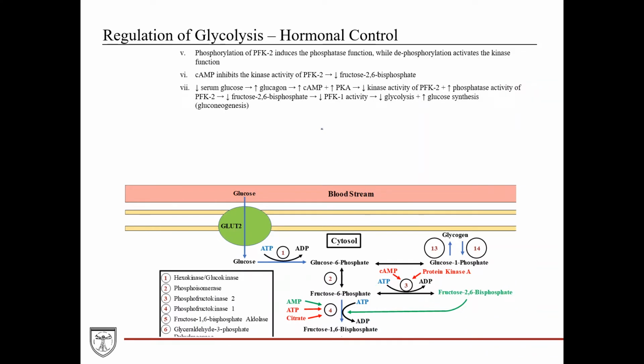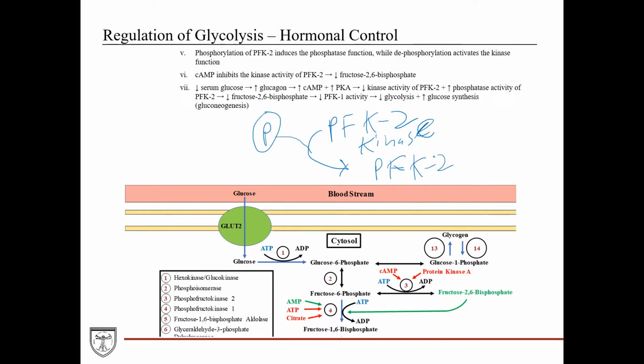So an important thing I'll point out here is that phosphorylation of PFK2 induces the phosphatase function. If you have PFK2 where it's not phosphorylated, it's acting as a kinase. Then if you come along and add a phosphate to it, and you attach this phosphate, now you have phosphatase activity. And then again, if you revert back to where you release this phosphate, you enhance kinase activity.